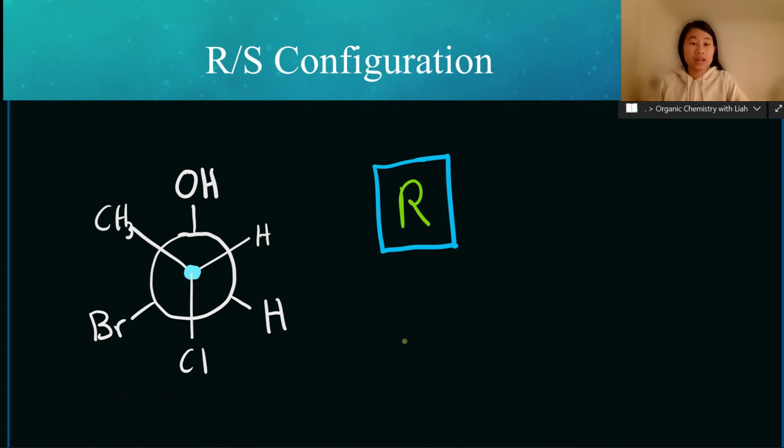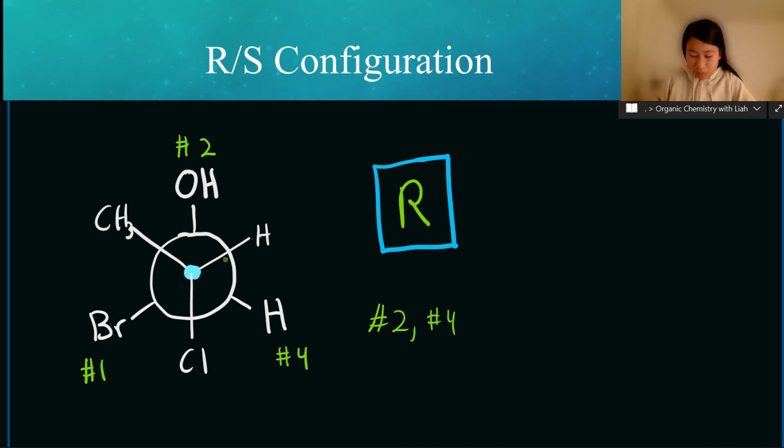To find the R/S configuration for the back carbon, we're going to change our rule. We're going to reverse it. Meaning that if the front carbon is priority 2 or 4, then we will reverse our configuration of the back carbon. So let us assign priorities. Number 1 is going to be bromine. Number 2 will be oxygen, or this OH group. Number 4 will be the hydrogen. And number 3 will be the front carbon, so the carbon in blue here.